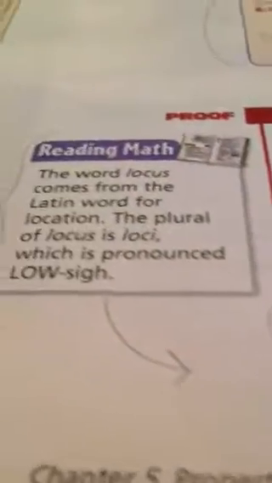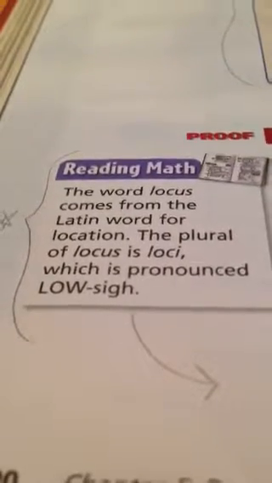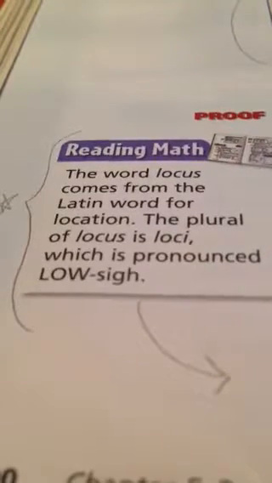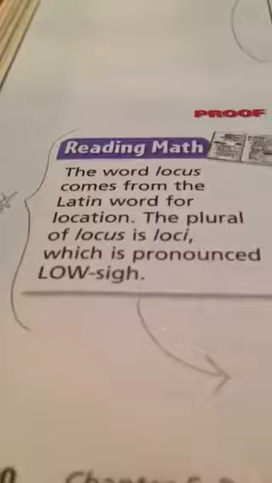And then I want to expose you to one more thing. We're going to be exposed to this word right here, locus. So let's look up just a little bit at reading math. The word locus comes from the Latin word for location. The plural of locus is, I think you actually say it loci. Oh, yeah, it tells us that below, which is pronounced loci. Okay, and we come over here.